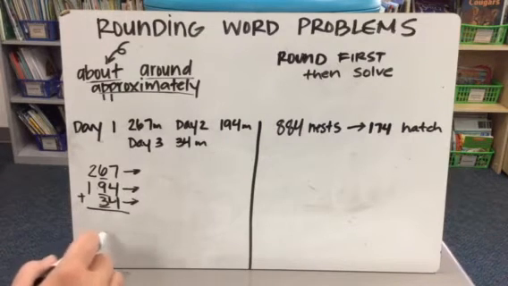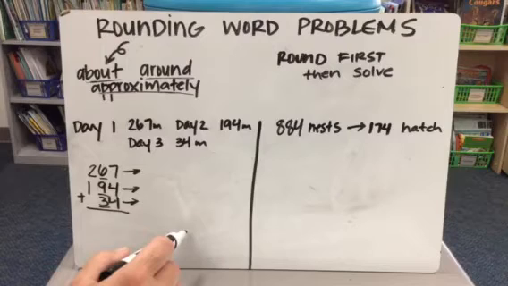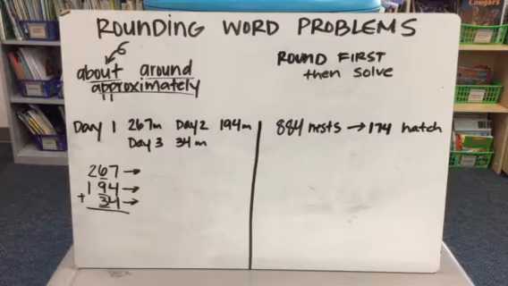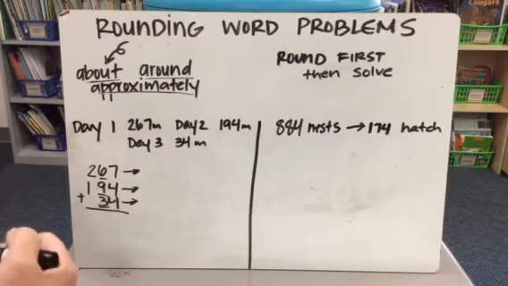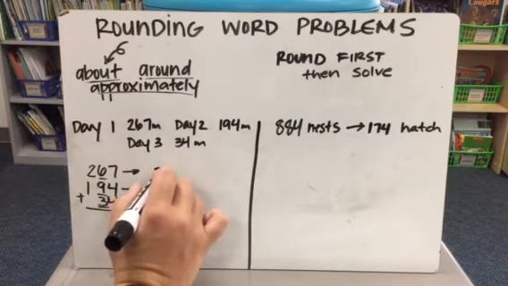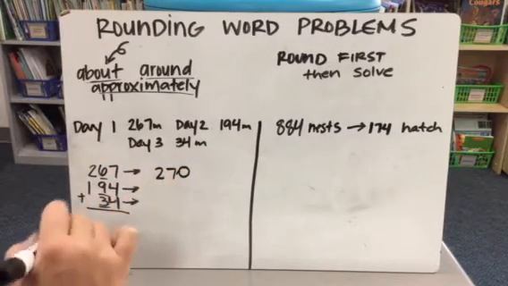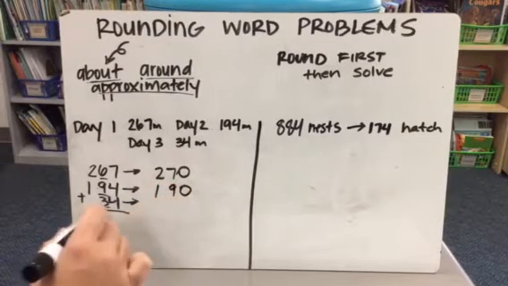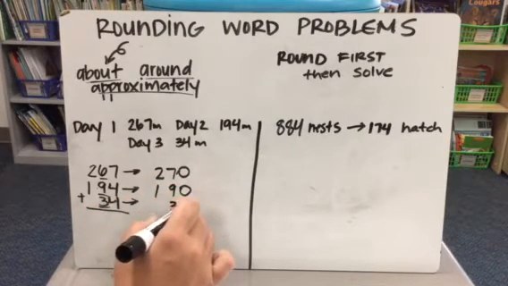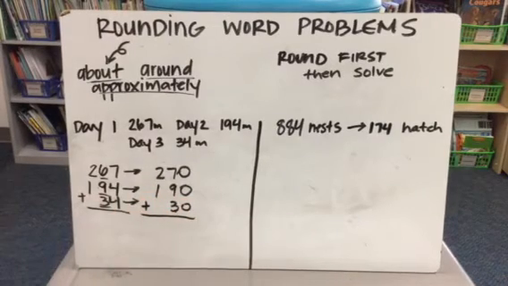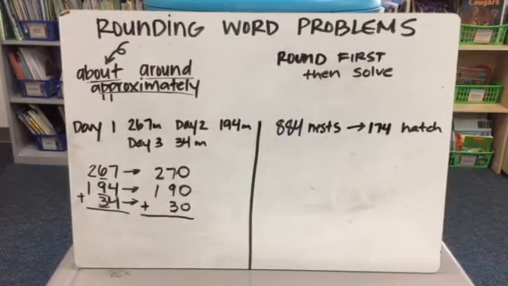I could use my number lines if I'm still at that point, or if I'm able to work mentally, that's great. I'm going to use whichever strategy I am successful with most of the time. So here, 267 is about 270 miles. 194 is about 190 miles. And 34 is about 30 miles. Again, if you need to use a number line, do that. Use the strategy that you're most successful with.